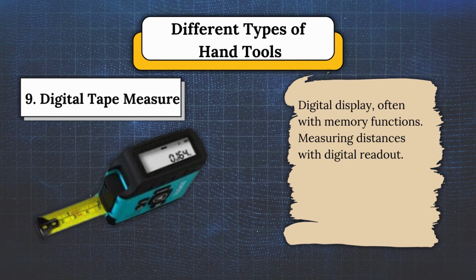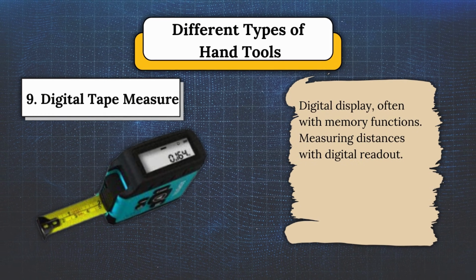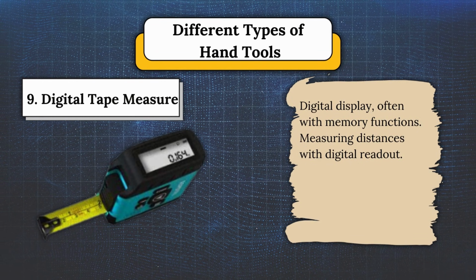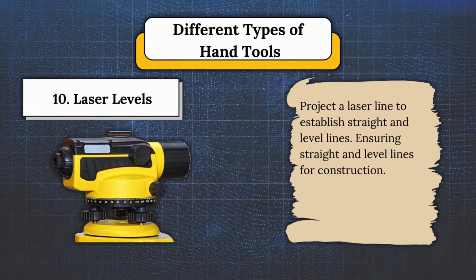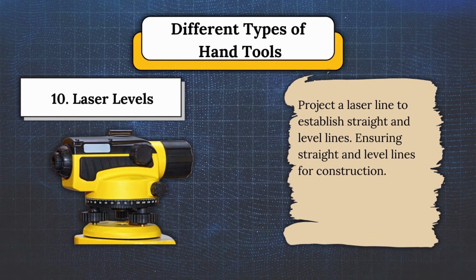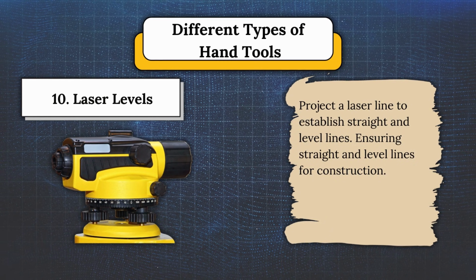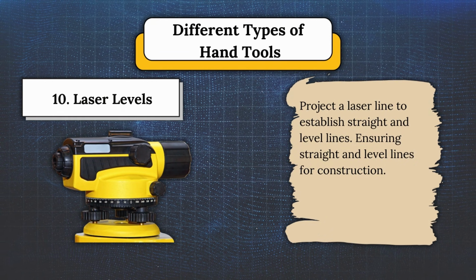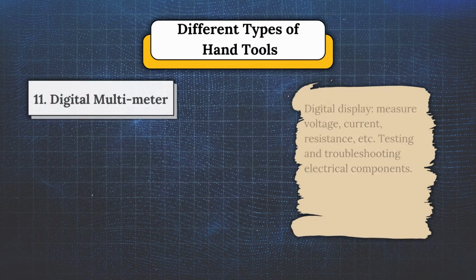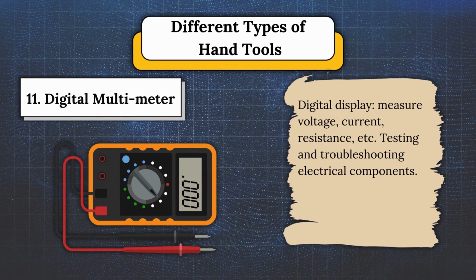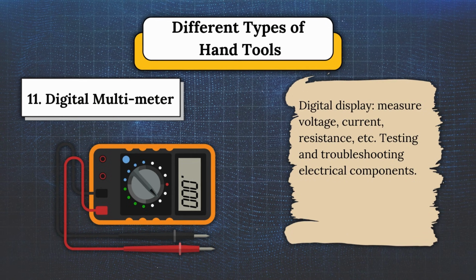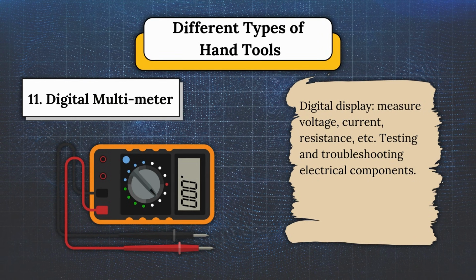Digital display, often with memory functions, measuring distances with digital readout. Number 10, laser levels. Project a laser line to establish straight and level lines, ensuring straight and level lines for construction. Number 11, digital multimeters. Digital display. Measure voltage, current, resistance, and the rest.